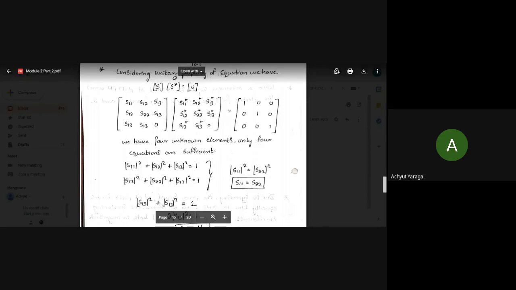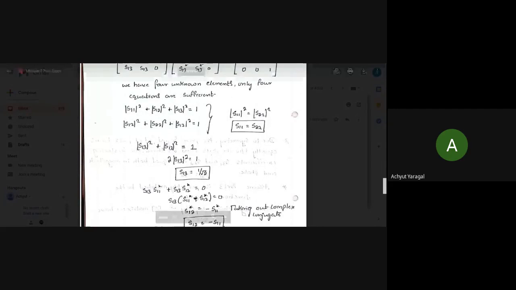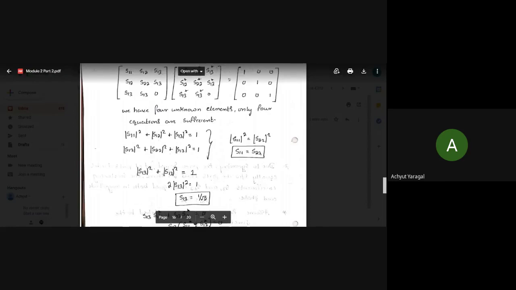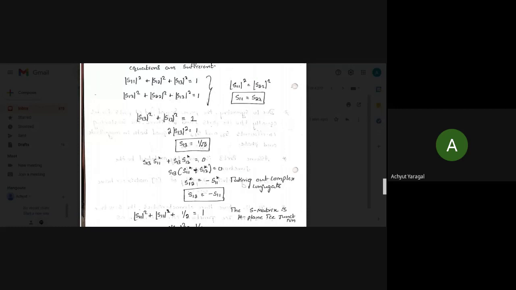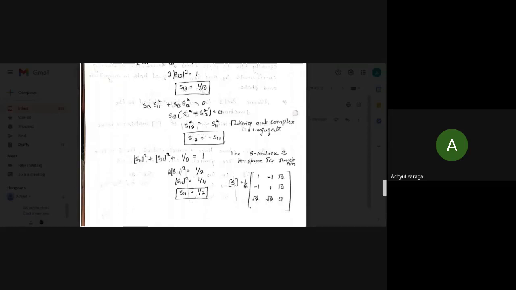If you do all these things, you will get all the parameters S11, S12, S22, S13, and so on. Again the same thing you have to do here: just add up S13, S13, and you will get S13 is equal to 1 divided by root 3. Here a little bit of minus is there: S12 is equal to minus S11. In the previous case it was S12 is equal to S11.